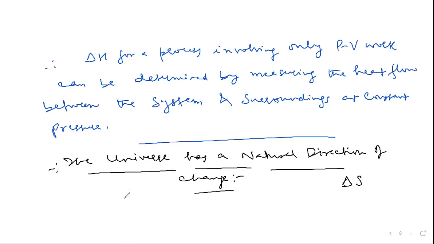As I want to refresh that, we said the first law of thermodynamics states that in any process, the total energy of the universe remains constant. And you know that the first law requires that a thermodynamic process conserve energy. It does not predict which of several possible processes will occur.